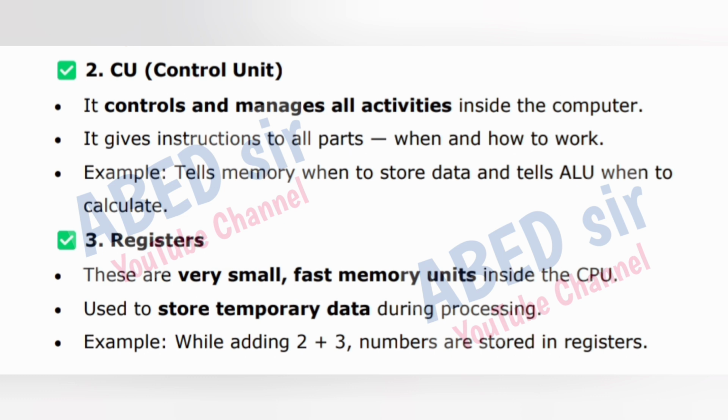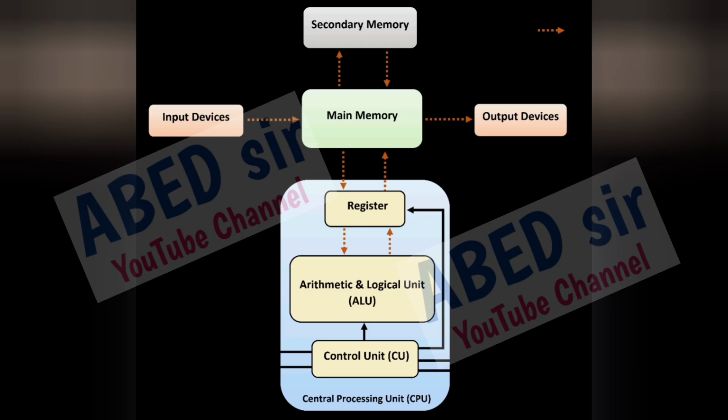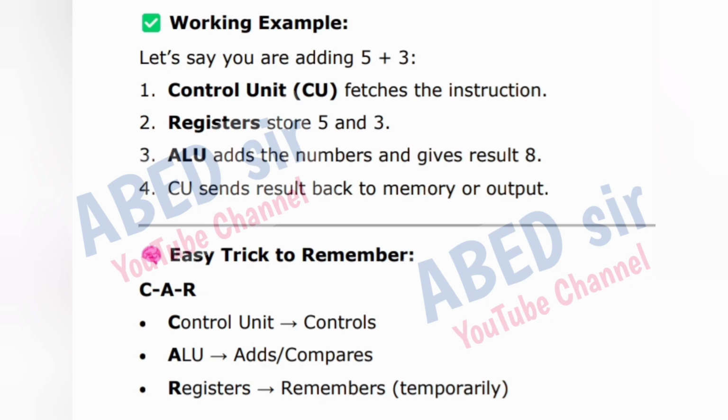3. Registers. These are very small, fast memory units inside the CPU, used to store temporary data during processing. Example, while adding 5 + 3, the numbers are stored in registers. Basic diagram of processor architecture. Working example. Let's say you are adding 5 plus 3.